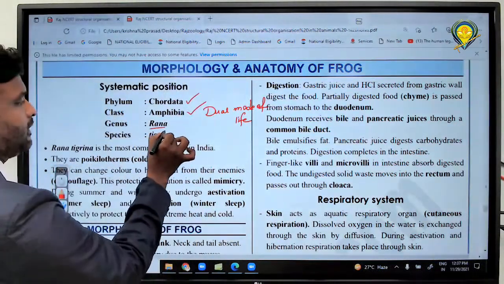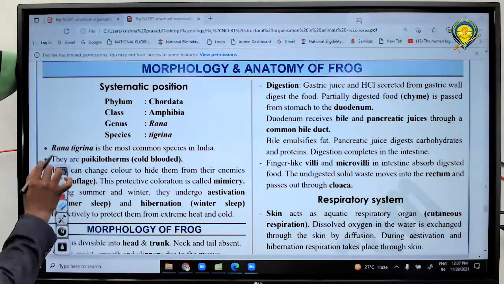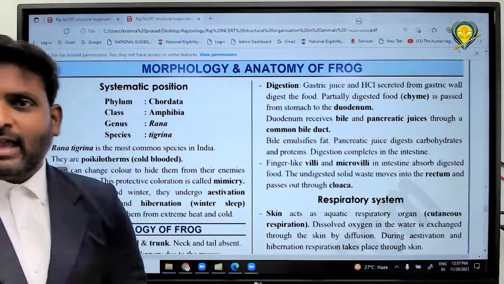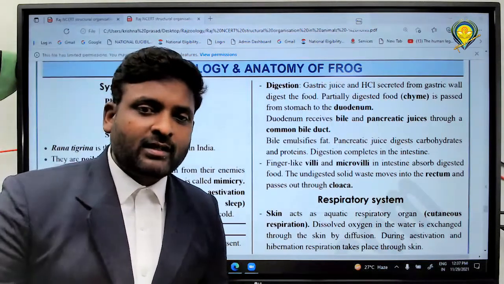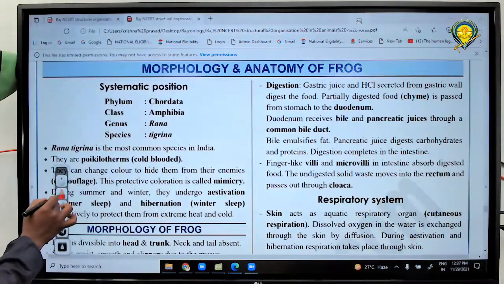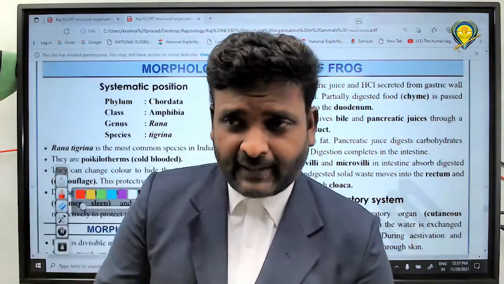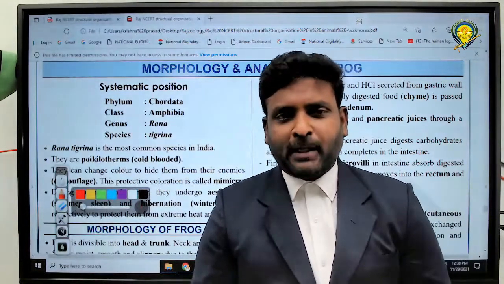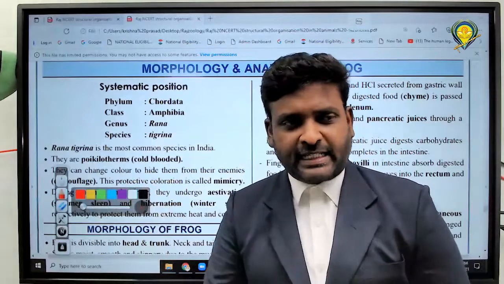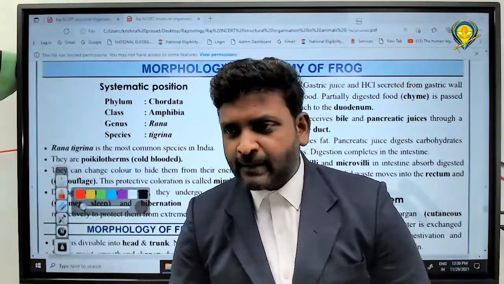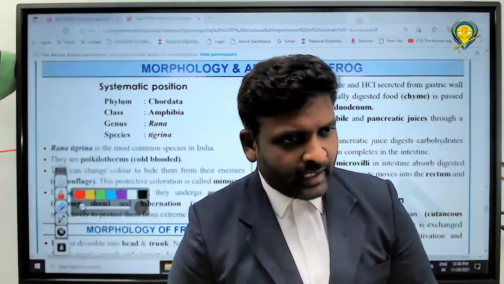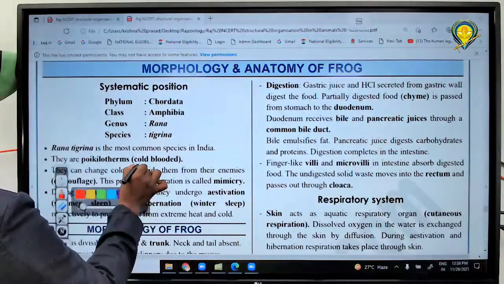Rana tigrina is the common species in India, and it is commonly called the Indian bullfrog. And you know very well, all of you students, fishes, amphibians, and reptiles are all cold-blooded. Cold-blooded means they cannot maintain a constant body temperature in the body, right? They cannot maintain a constant environment. Definitely, good, it is a cold-blooded animal.